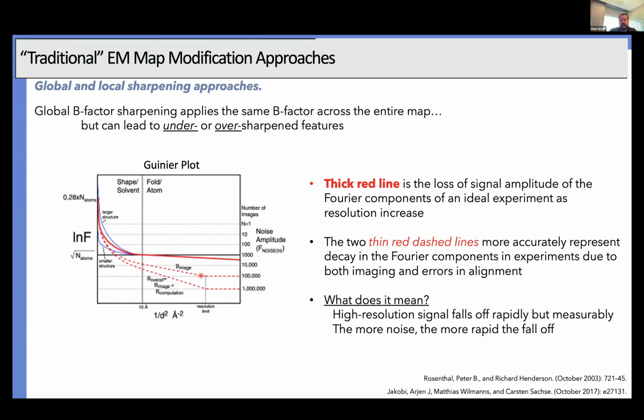Now, as you add in noise from your data, you have these two red dashed lines that become your traditional data, because the average signal is going to fall off more quickly, which means you need more data to average to achieve the same resolution. Looking at this plot, there are two main takeaways. First and foremost, your high resolution signal falls off very rapidly, but you can measure it. Also importantly, the more noise you have, the more rapid that fall off, which is one of the main reasons why not every cryo-EM reconstruction can go to 2 angstroms resolution.